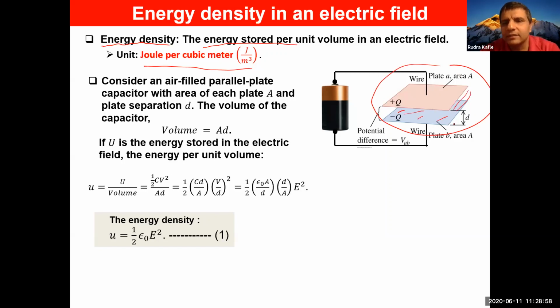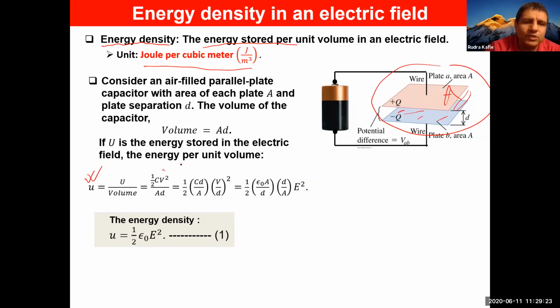Now, if you consider this capacitor here, so what is the volume of this space between the two plates? You know the area, you know the separation between them. So area times separation is the volume, just like the volume of your room. Volume of your room is the area of the floor times the height, right? So what is the energy density, denoted by small letter u? It is energy U divided by volume.